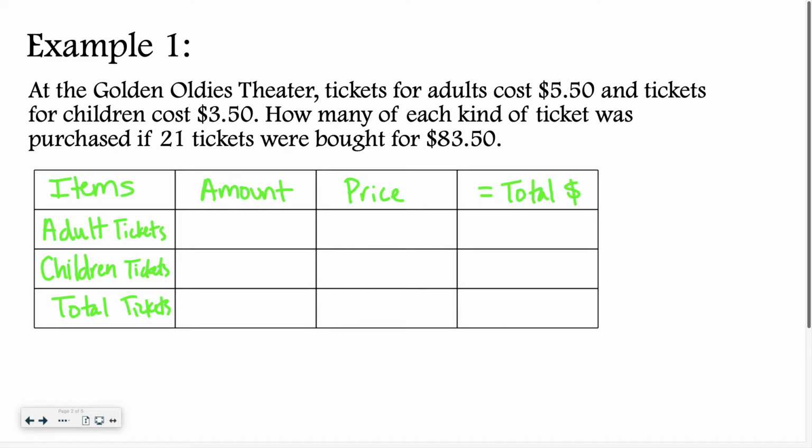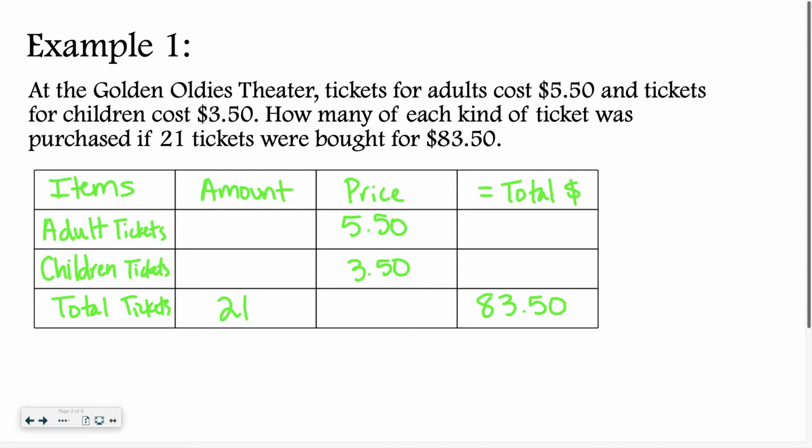So we know, what about adult tickets? We know that they're $5.50. We also know that children tickets are $3.50. We know that there were 21 tickets purchased, so I would put that in this column right here. And I know the grand total that was paid was $83.50. So now let's figure out how we fill in these other boxes.